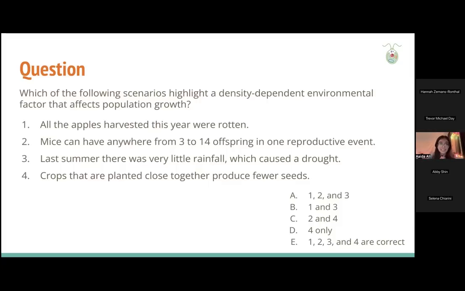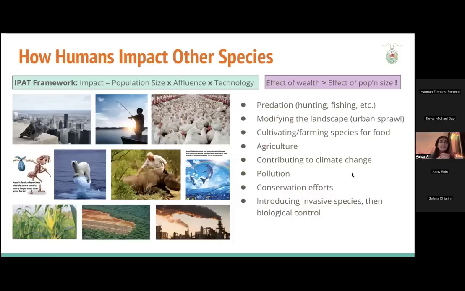Okay, and then on to the next slide. So now we're on lecture 23. So this is a slide on how humans impact other species. And so in lecture, you were introduced to the IPAT framework, which just says that impact is equal to the size of a population times the affluence, or the wealth of the population, times the technology.